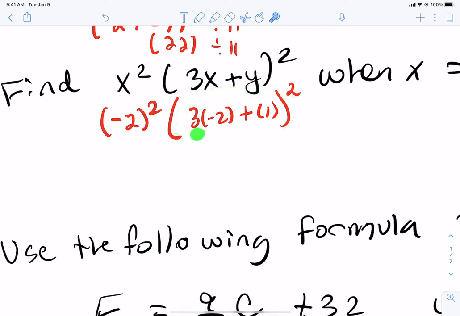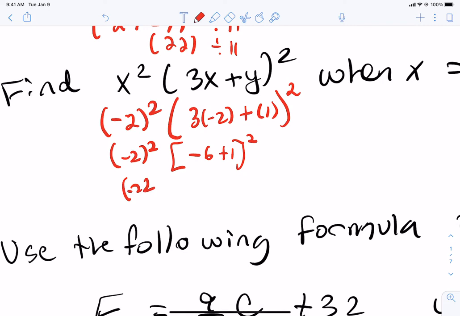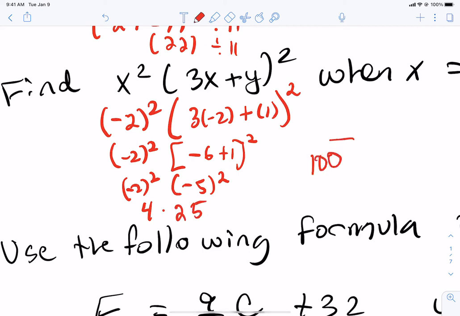So if you follow order of operations, this 3 next to the x, or 3 next to the negative 2, means we're going to multiply. So that's going to be negative 6 plus 1. And then negative 6 plus 1 is negative 5. Now remember, the next thing we got to do is deal with the exponents. So negative 2 squared is negative 2 times negative 2, or 4. Negative 5 squared is negative 5 times negative 5, or positive 25. And then if we multiply them, the answer is 100.